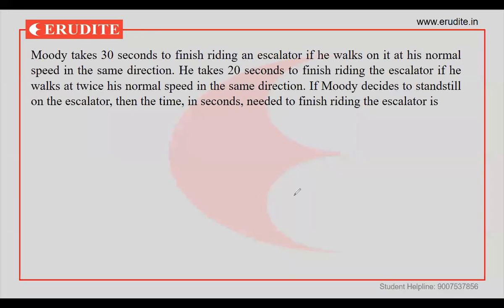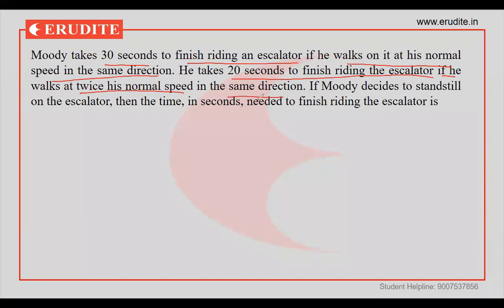Hello everyone. So I'm going to discuss this question. This question came in CAT 2022 slot 3. What they're saying, guys, is that Moody takes 30 seconds to finish riding an escalator if he walks at his normal speed in the same direction, and he takes 20 seconds to finish riding the escalator if he walks at twice his normal speed in the same direction.